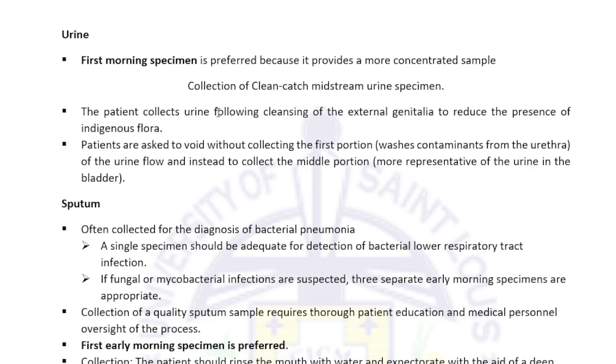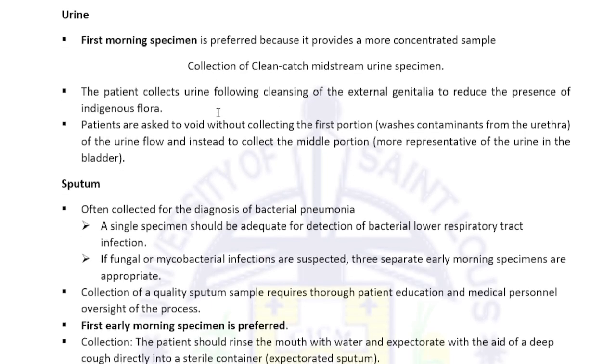Patients are asked to void without collecting the first portion of the urine flow and instead collect the middle portion. Question is, should the patient stop? Once they have started urinating, should they stop before placing the collection container? Should the patient stop her urine during collection of the midstream clean catch? No. The flow should be continuous. Once urination has started, do not collect the first portion, the first that comes out, but instead collect the middle portion.